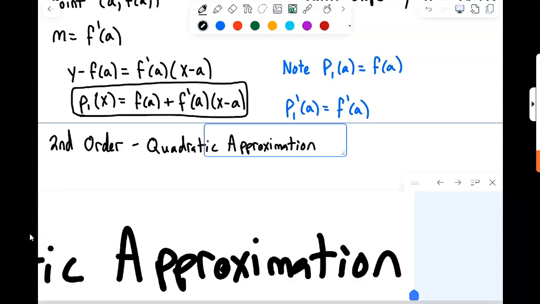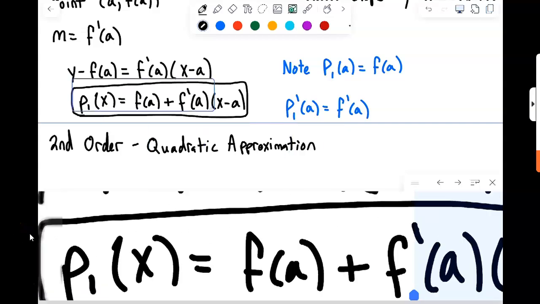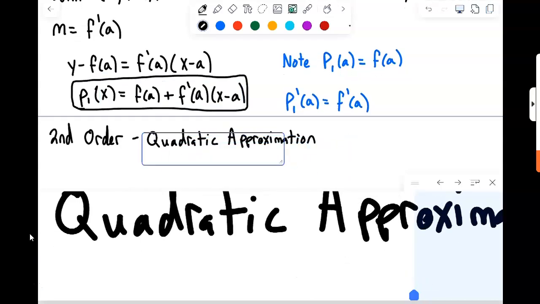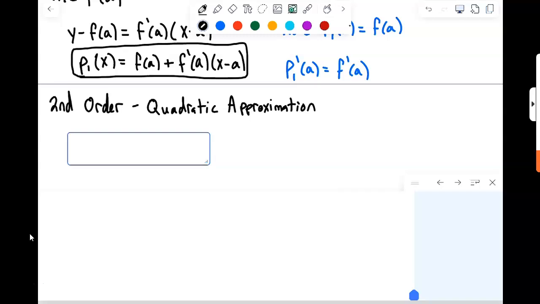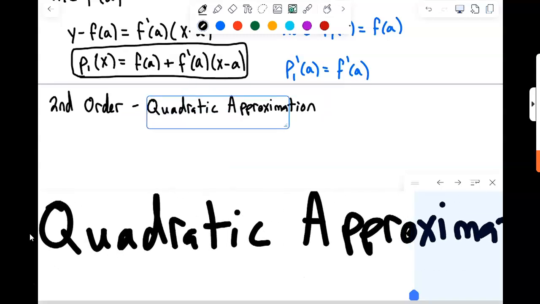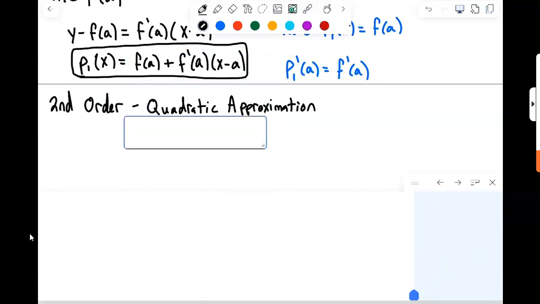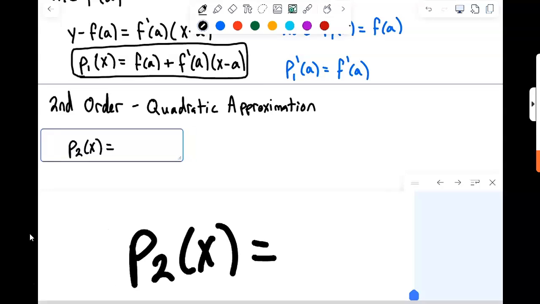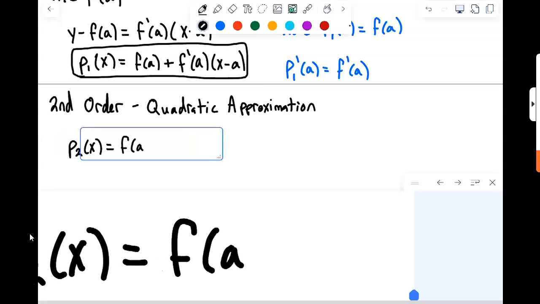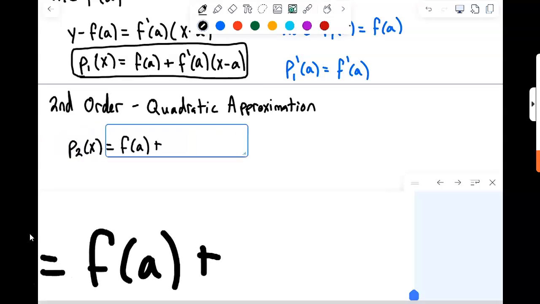Okay, so we talked in the previous video about a linear approximation, and we have that. Now we'd like to have a second degree approximation. And since we already have the linear approximation, it would make sense that we would want our quadratic to make use of what we already have. So when we start out my P2 approximation, I'm going to actually include what I already have as a linear approximation.